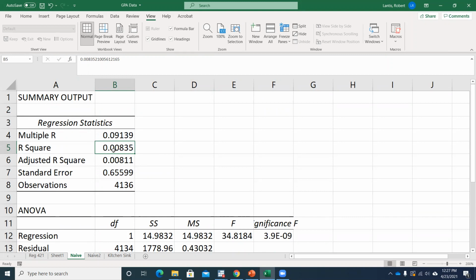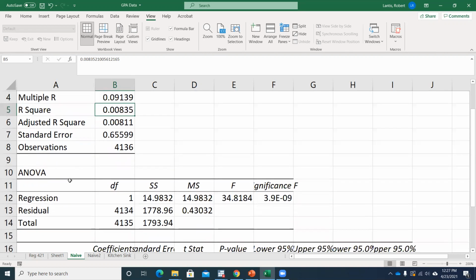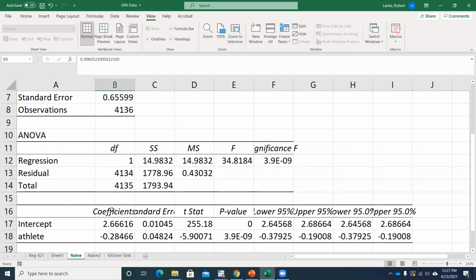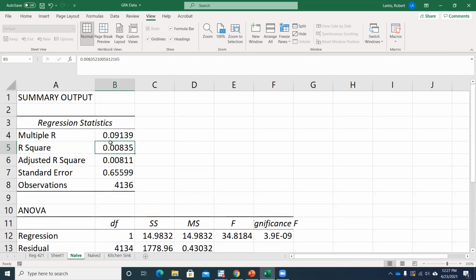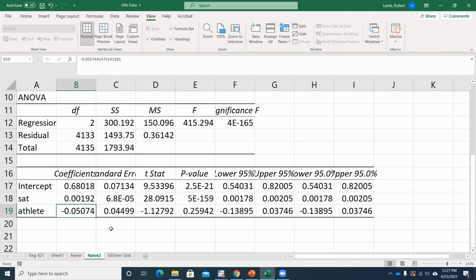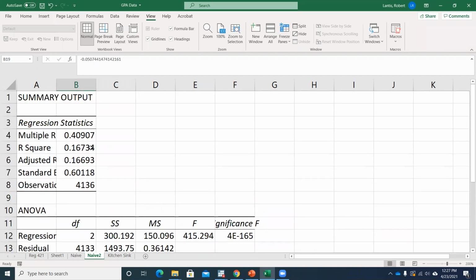So that's hardly explaining any of the variation. What that's saying is, just using student athlete, the predictions I'm coming up with are not explaining hardly any of the variation that exists in GPAs. Just a little bit. If I then include SAT scores, my R squared has now risen to almost 0.17. So now, using student athlete and SAT scores, I can explain about 17% of the variation that exists in college GPAs.